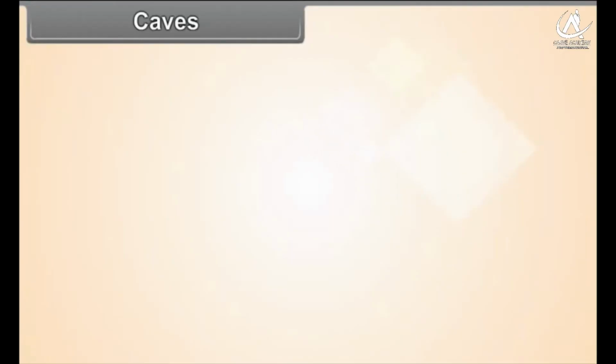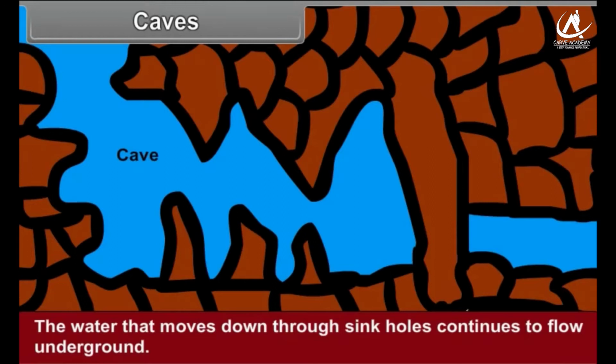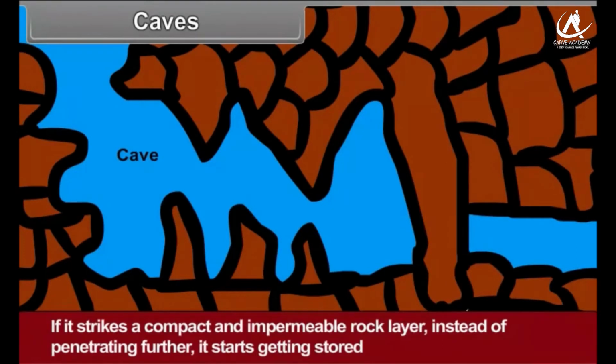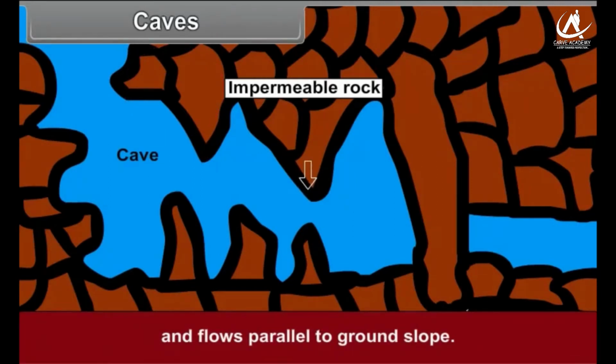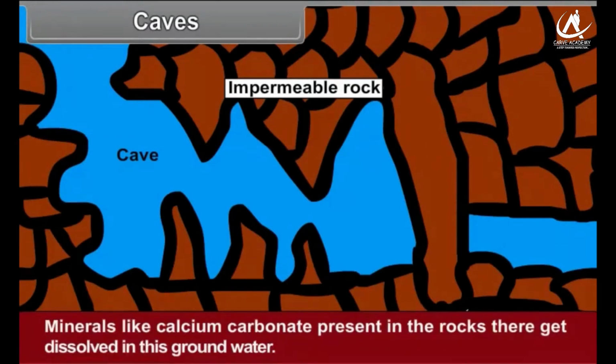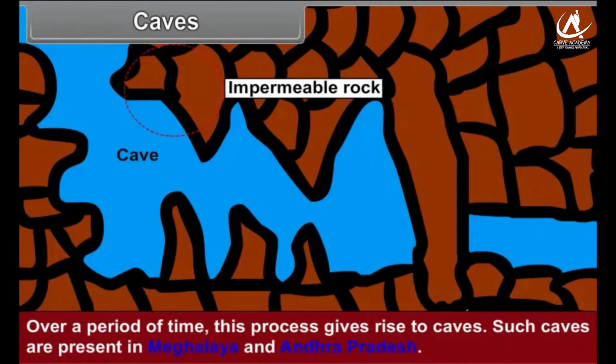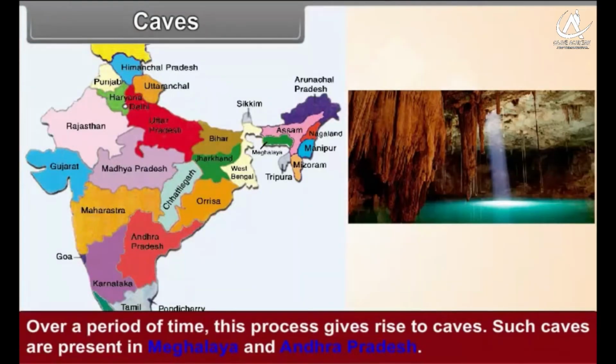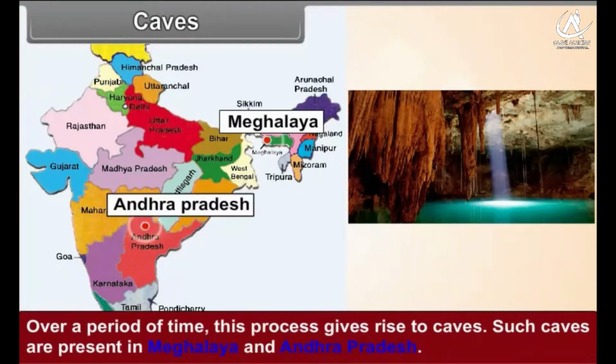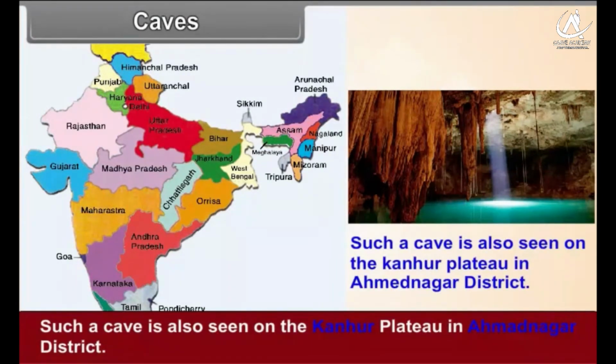Number 2. Caves. The water that moves down through sinkholes continues to flow underground. If it strikes a compact and impermeable rock layer, instead of penetrating further, it starts getting stored and flows parallel to the ground slope. Minerals like calcium carbonate present in the rocks there get dissolved in this groundwater. Over a period of time, this process gives rise to caves. Such caves are present in Meghalaya and Andhra Pradesh. Such a cave is also seen on the Kannur Plateau in Ahmednagar district.